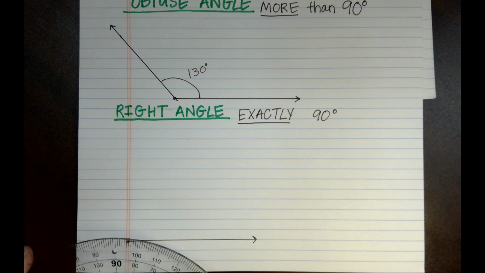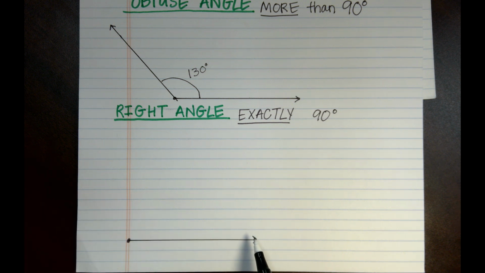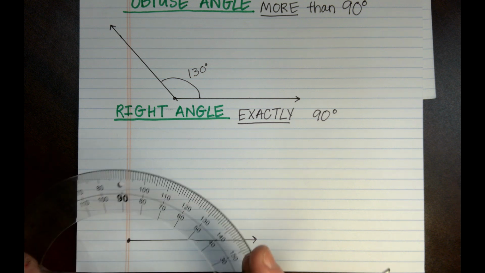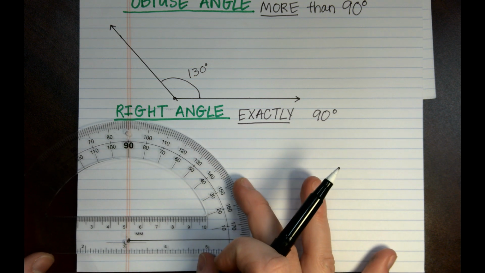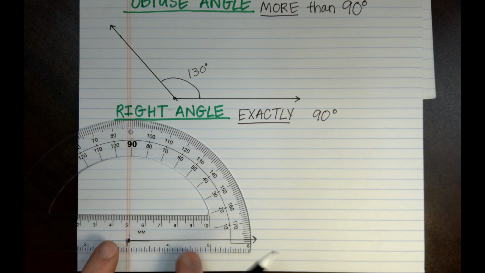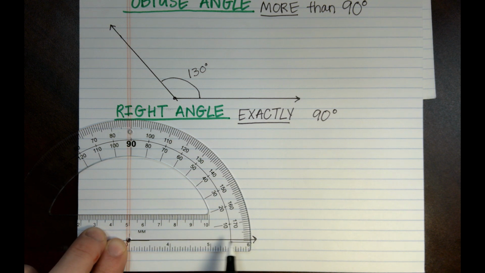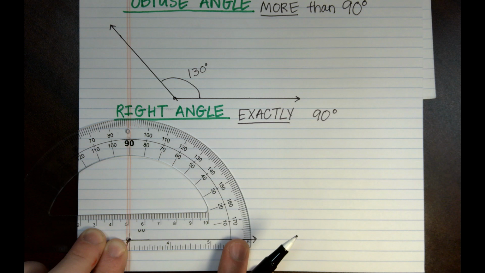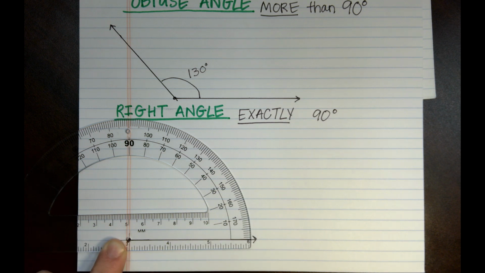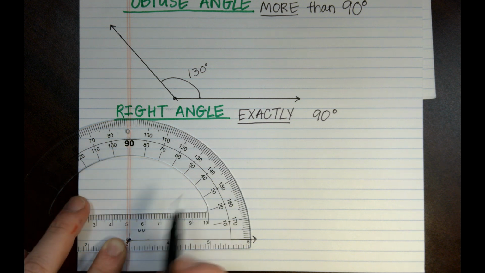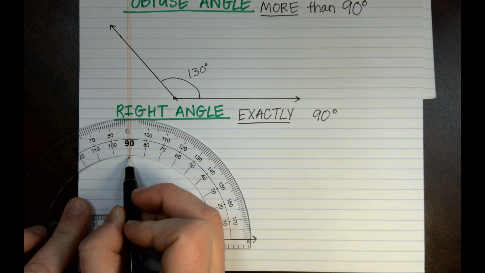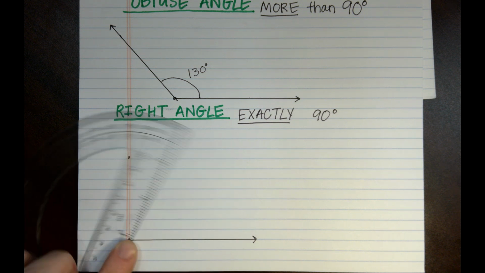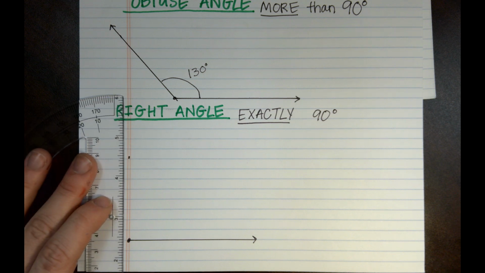Okay. So I have my beginning line or my beginning ray. The vertex gets lined up with that hole at the bottom. Make sure that this other line is lined up with your ray here. And we can see 90 on our protractor, straight up and down. So make a little dash. Connect the dots. Just like this.